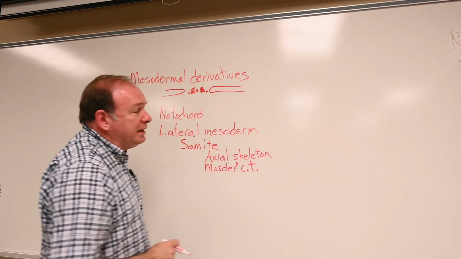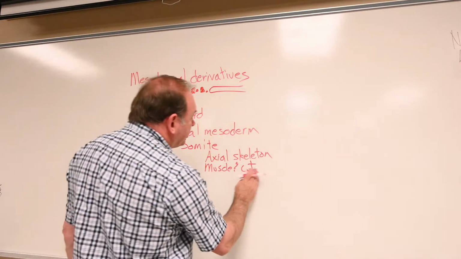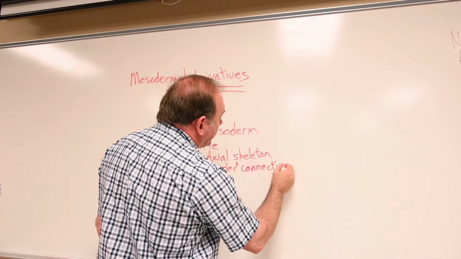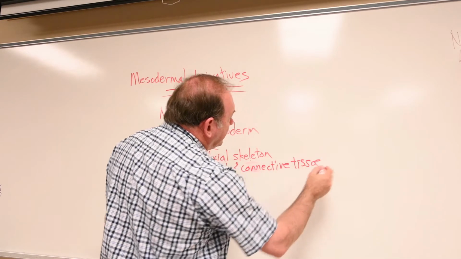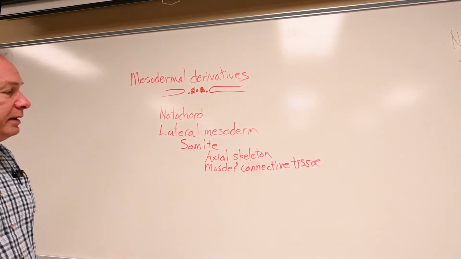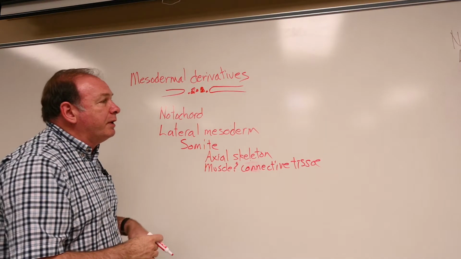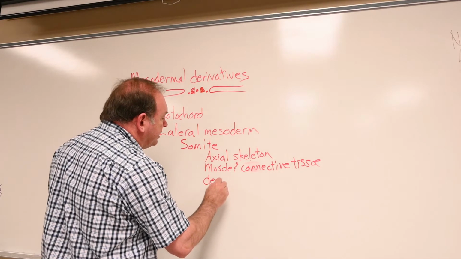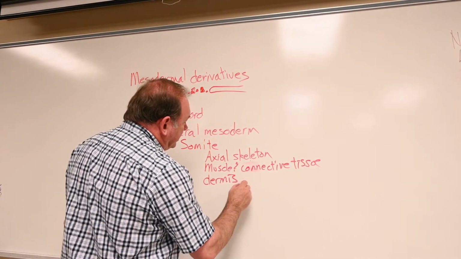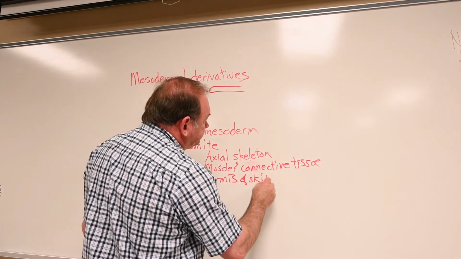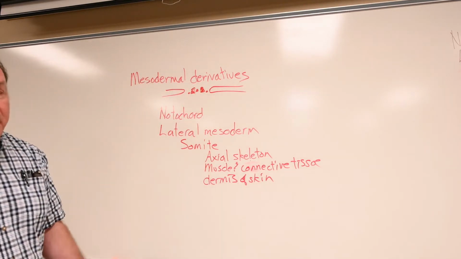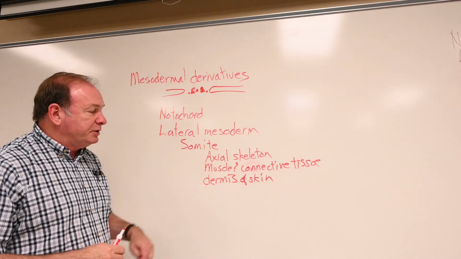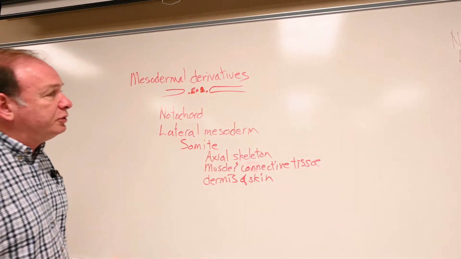I'll abbreviate CT. Connective tissue, maybe I shouldn't at this stage. We'll go ahead and write in connective tissue. Muscles and connective tissues of the axial region as well, derived from the somite. The dermis of the skin, that dermis layer underneath the epidermis. Remember, the epidermis was of ectodermal tissue, and the dermis just beneath it is of mesodermal tissue.